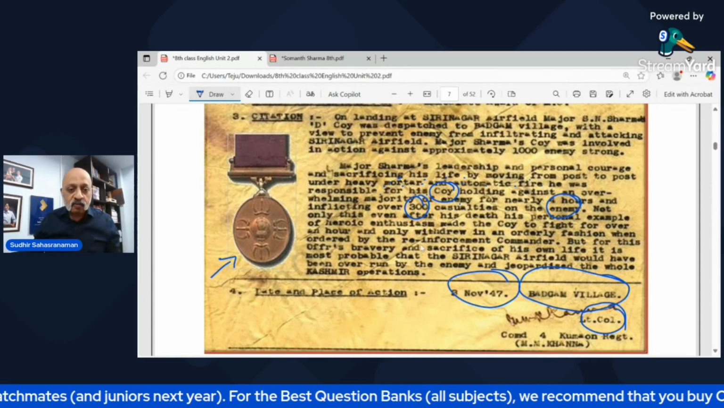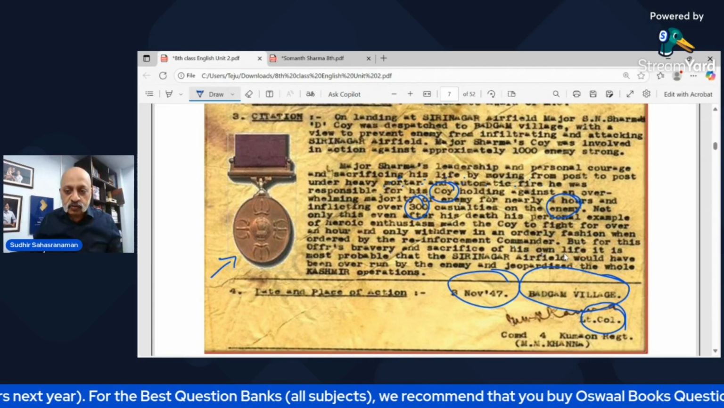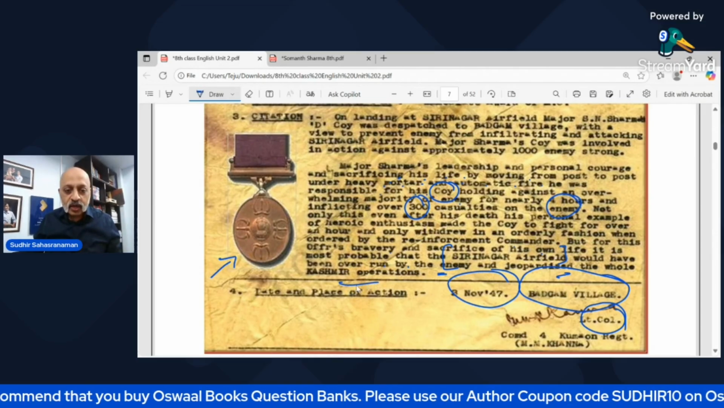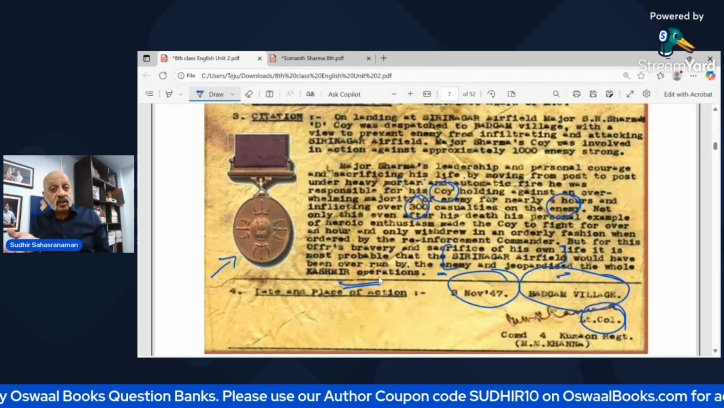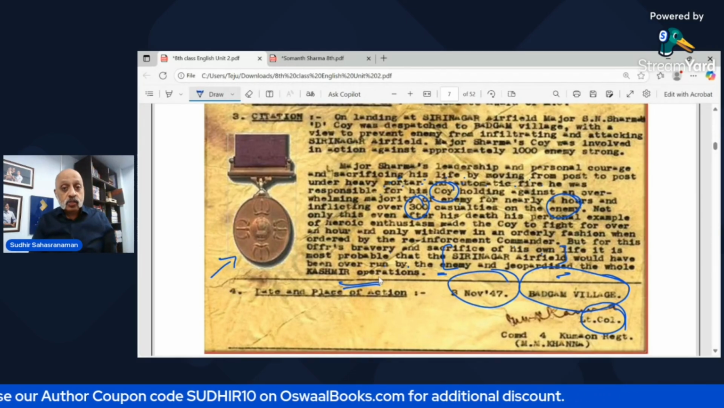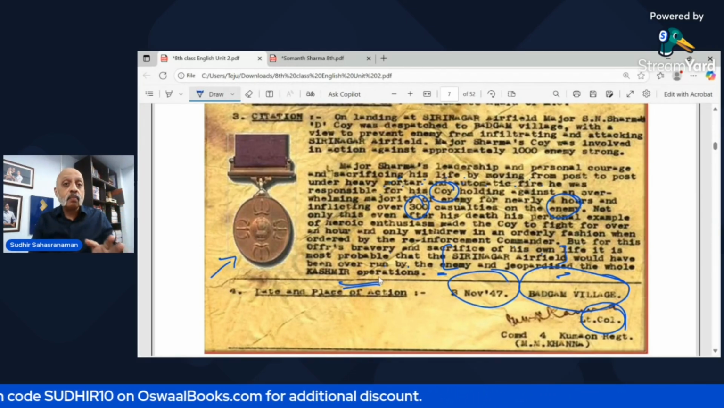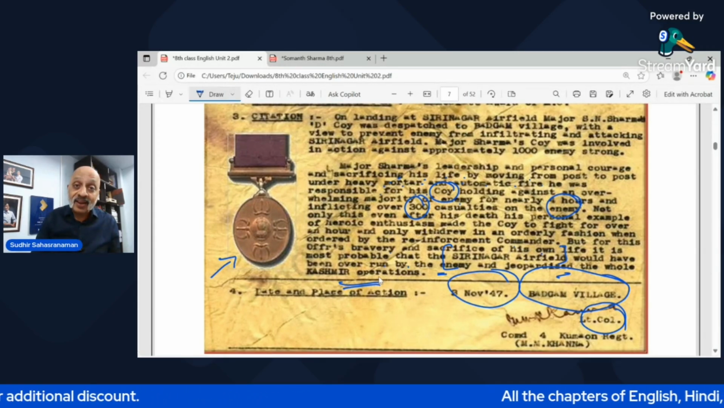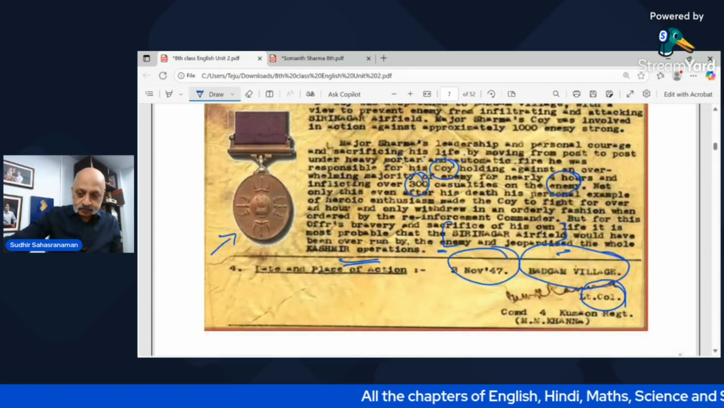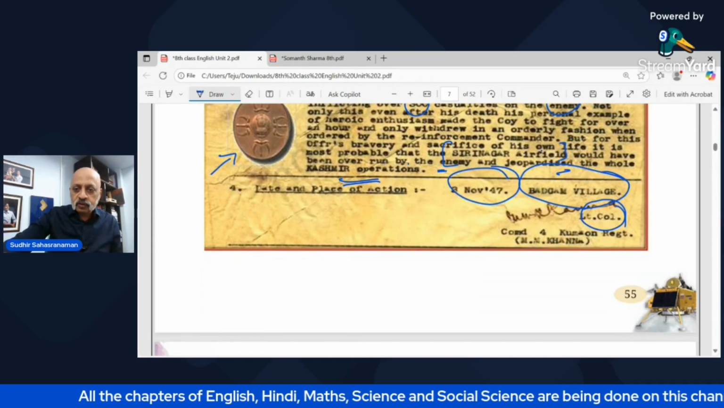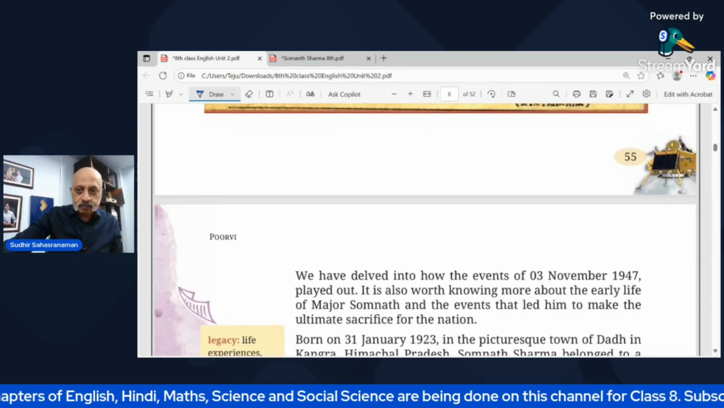When the reinforcements arrived, but for this officer's bravery and sacrifice of his own life, it is most probable that the Srinagar airfield would have been overrun by the enemy and jeopardized the whole Kashmir operation. Because if you could not land in Srinagar, just imagine how would you be able to control the Kashmir Valley. So that's why it is extremely important what Major Somnath Sharma did on the 3rd of November 1947. Okay. This has been signed by Lieutenant Colonel M. Khanna, Commander of the 4 Kumaon Regiment.